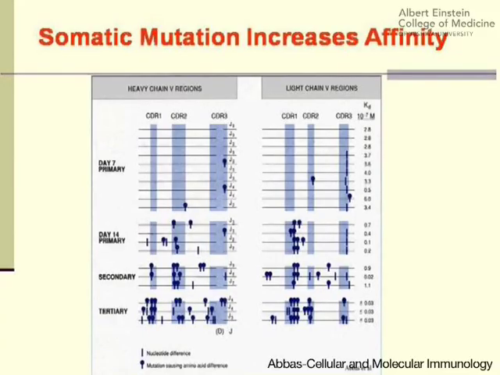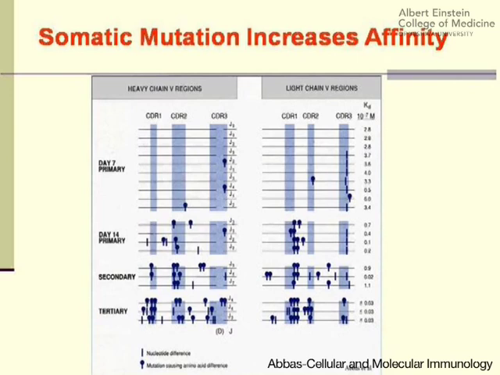Therefore, it's incredibly important for an antibody to be usable as a neutralizing molecule that it has a higher affinity than the virus has for its natural receptor. And in order to get that high level of affinity, the antibody molecule undergoes a process called somatic mutation. What's illustrated here is the genetic sequence of the heavy chain V region, and this is the genetic sequence of the light chain region.